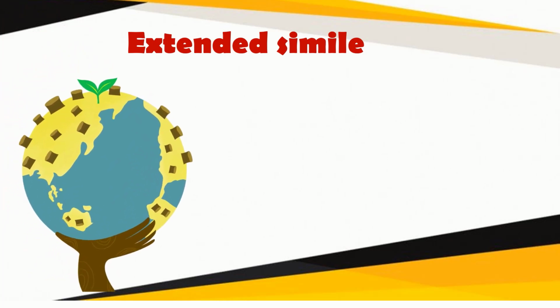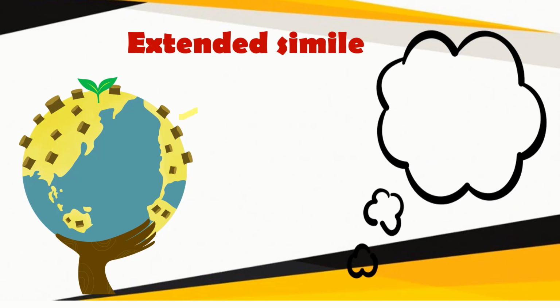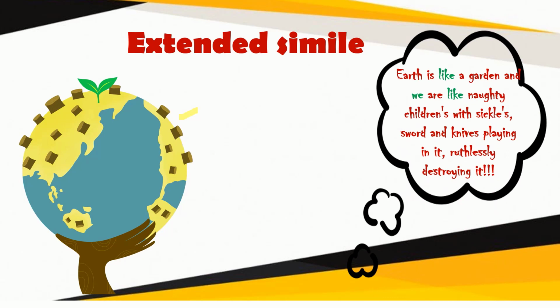But this is not the end. We can extend this idea of similes, we can elaborate on it, and we can bring a really beautiful expression in our writing. Look at this picture. This picture shows that our earth is like a garden, and we definitely are living on it. So how can we describe it? You look at this beautiful description.